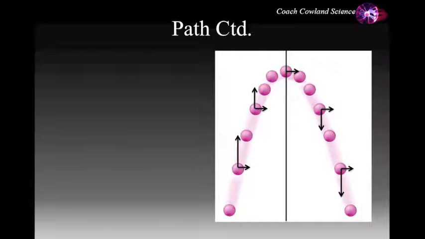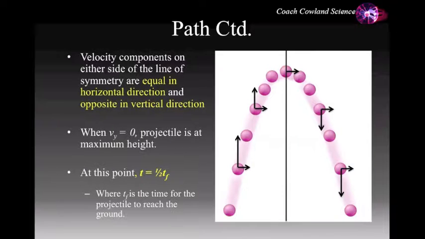If we look at the components of velocity throughout the projectile motion, we notice that the horizontal component remains the same. We also notice that the vertical component of velocity decreases until it reaches zero and then becomes negative on the way down. The point at which the vertical velocity is equal to zero is the time taken for the object to reach its highest point.